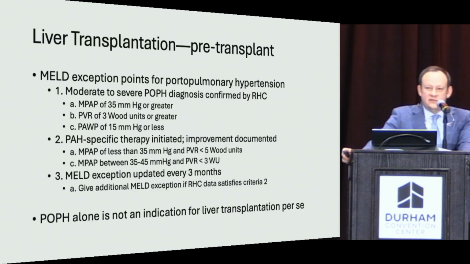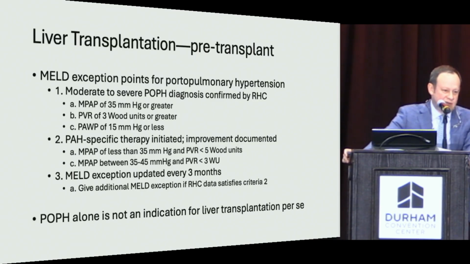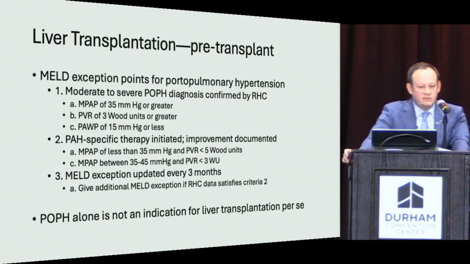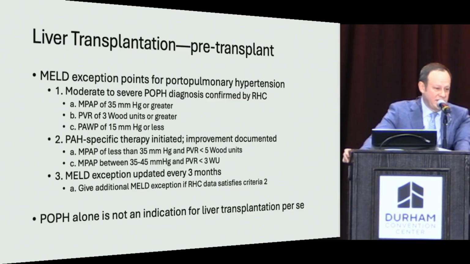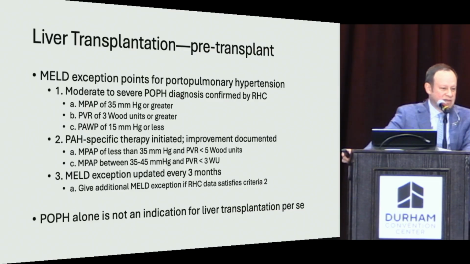There is the possibility to gain MELD exception points, so higher MELD scores on account of the presence of adequately treated portopulmonary hypertension. So, if you have a patient with moderate to severe portopulmonary hypertension confirmed by right heart cath, and a mean PA of 35 or greater, a PVR of 3 or greater, and a wedge of less than 15. If PAH specific therapy is initiated and improvement is documented such that either your mean PA pressure is less than 35 and PVR is less than 5, or your mean PA is between 35 and 45 and PVR less than 3, you can gain MELD exception points.